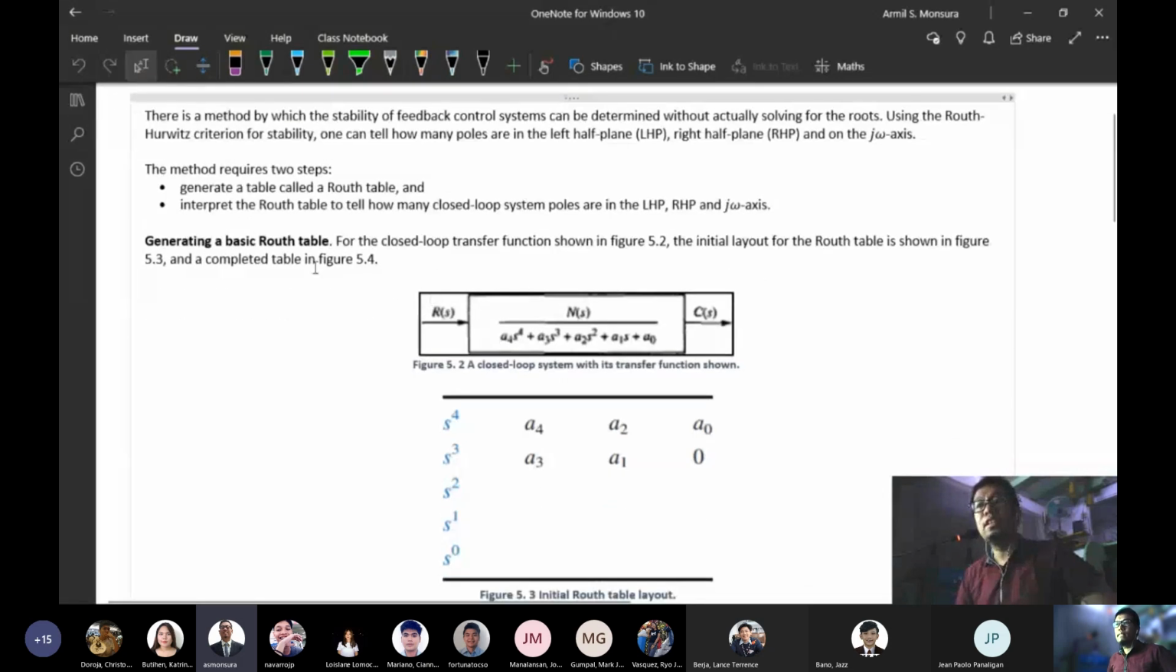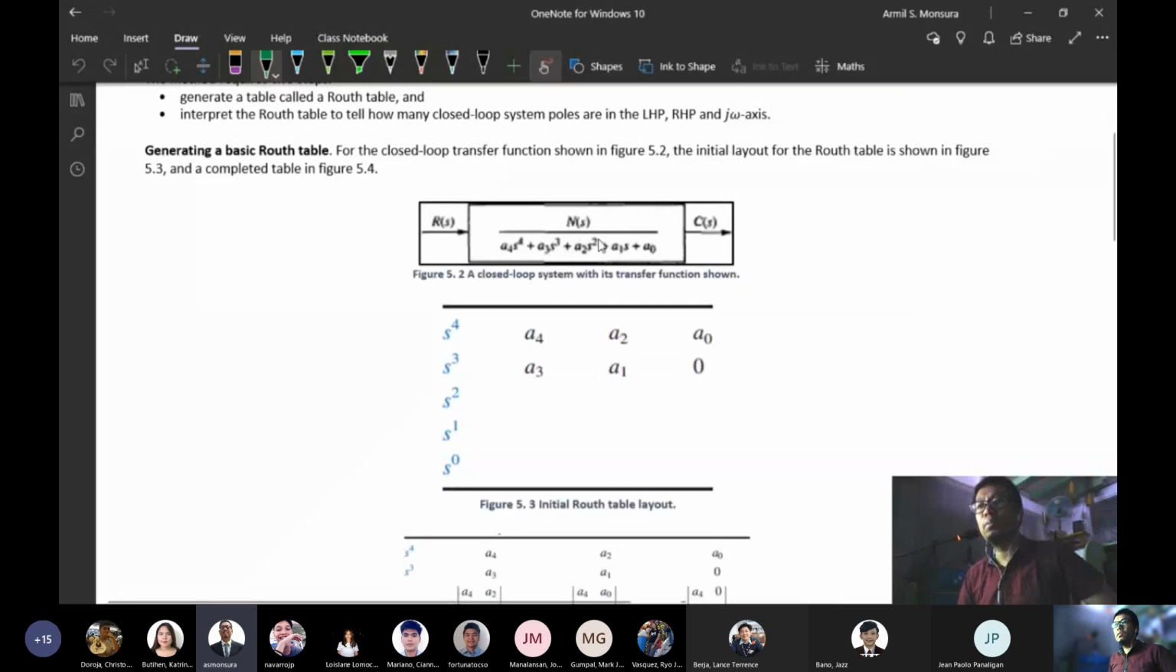So how do we generate a Routh table? For a closed loop transfer function given to us here, for example, in figure 5.2, this will be its Routh table. First, it needs to be closed loop, meaning it should be a single block. So remember that this should be a single block. Now, number 2, your denominator should be in polynomial form.